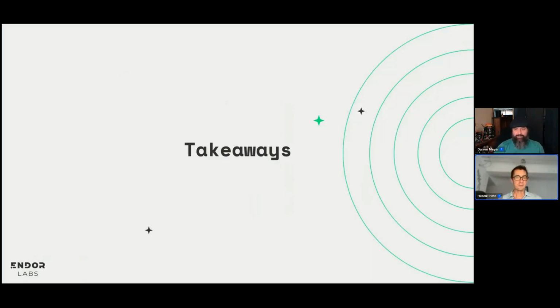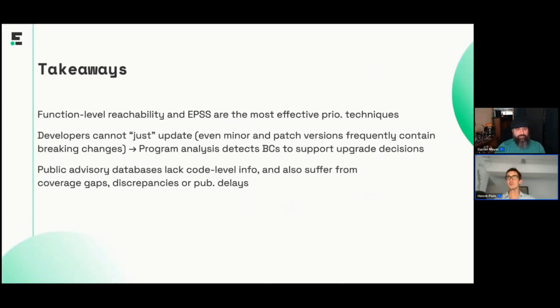Doesn't happen often. And so let me go through the 3 takeaways of the session, right? So the first takeaway was to show that function level reachability and EPSS scores are the most effective prioritization techniques. They let you focus on those things that matter most, and these are the ones that you should start dealing with in your applications.